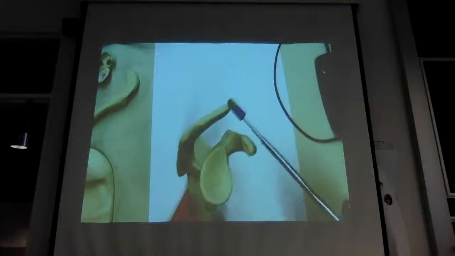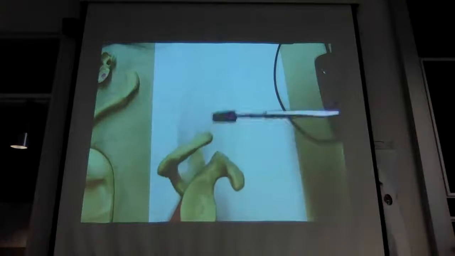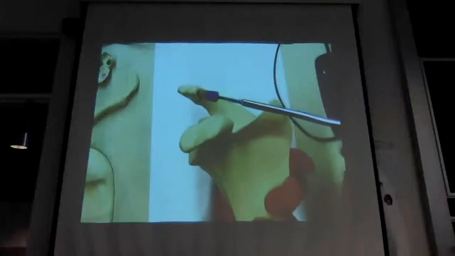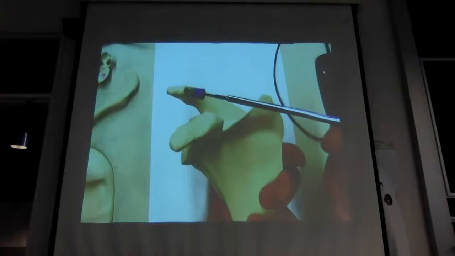What's this thing called? This is the acromion process. The thing that's pointing anterior, this one, not this one. This is the acromion process. This is what your clavicle articulates with.